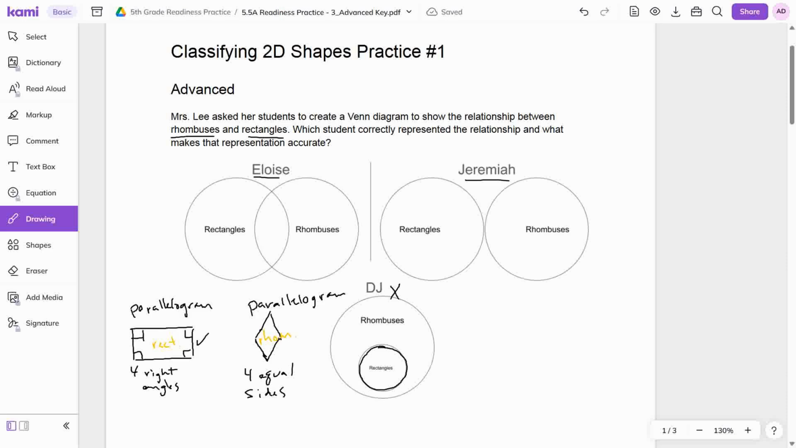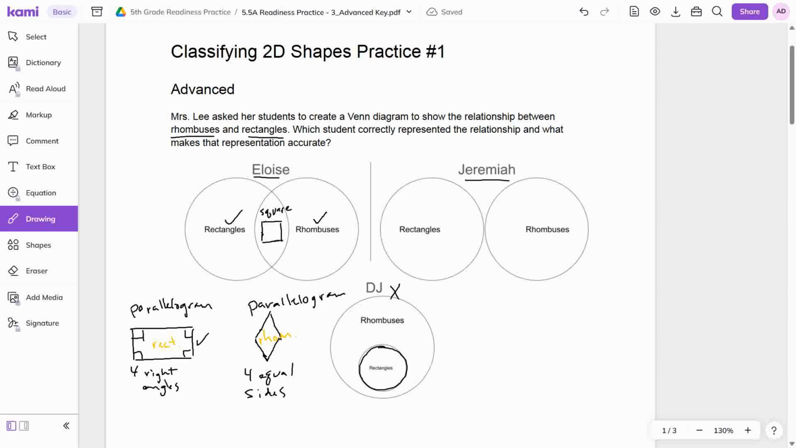Now, most of us are thinking, yeah, I can draw a parallelogram that's got 4 equal sides and 4 right angles. We have a special name for that, and that is called a square. And so this is actually our correct answer. A square is a special type of rectangle because it's a parallelogram that has 4 right angles, and a square is a special type of rhombus. It is a parallelogram that has 4 equal sides.